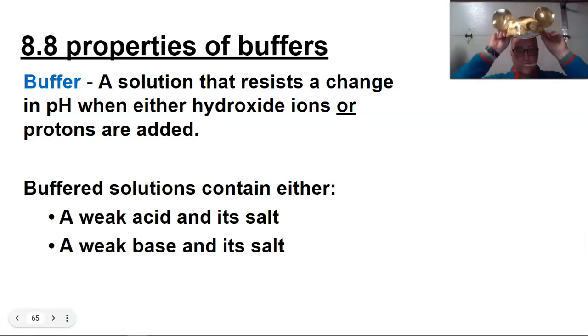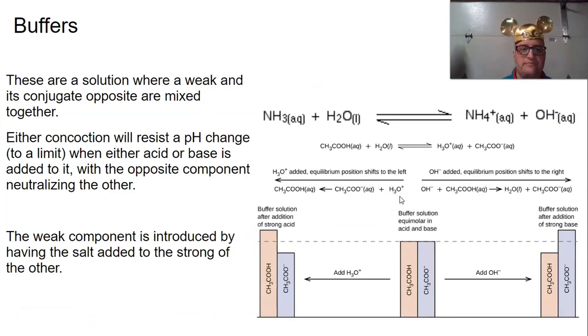Okay, we're looking at properties of buffers here. A buffer is something that resists the change in pH when either hydroxide or protons are added. They can be a weak acid or weak base and its conjugate salt. When they're mixed together, either will resist a pH change to a limit. There's always going to be one to overcome a buffer.